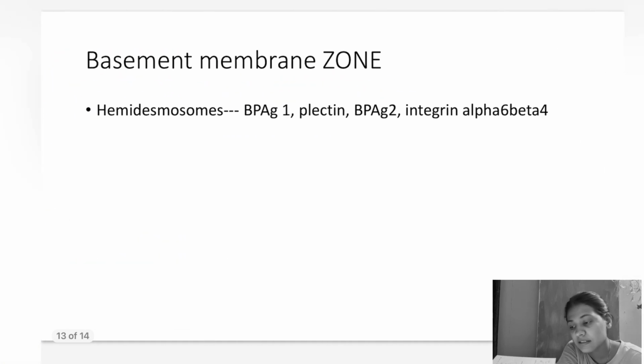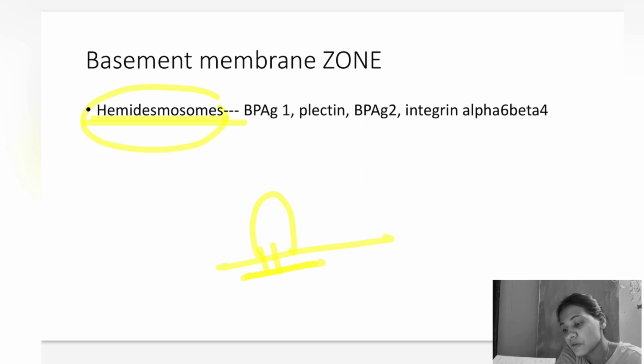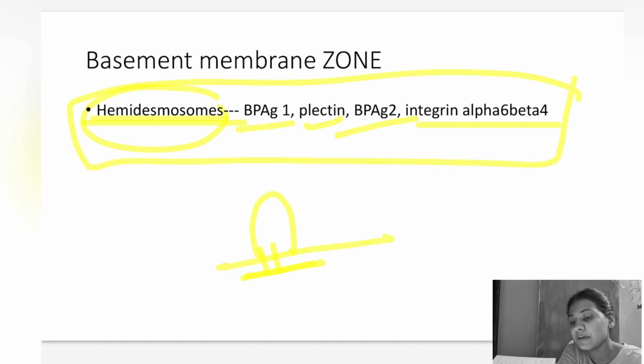So the last slide is hemidesmosomes. Hemidesmosomes attach the basal layer to the basement membrane. The components are bullous pemphigoid antigen 1, plectin, bullous pemphigoid antigen 2, and integrin alpha 6 beta 4. And these are all the components that we see in hemidesmosomes.